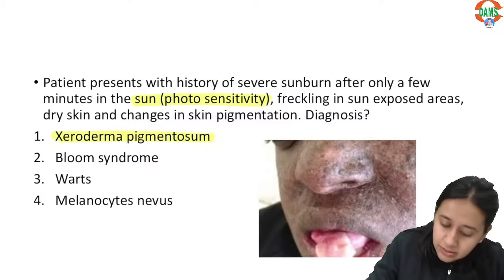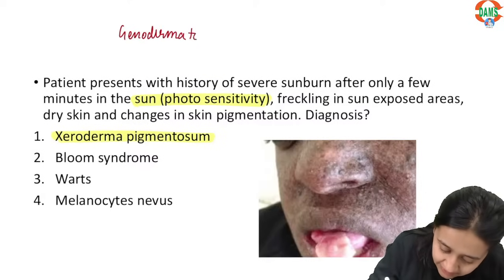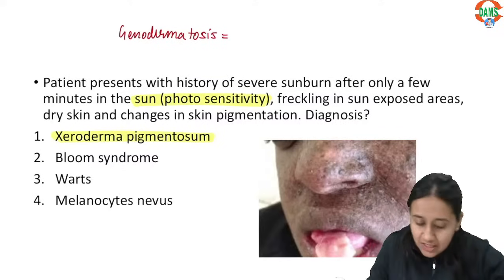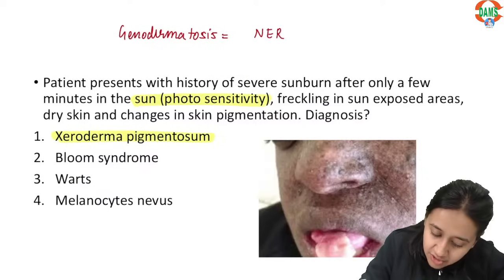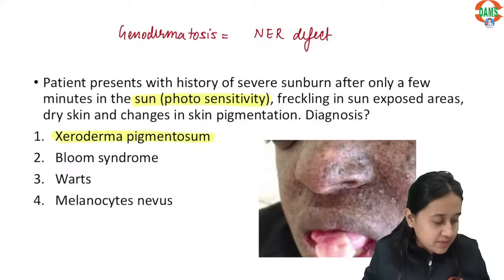This is a genodermatosis where you have a gene defect. And can you tell me what is that defect which you see here? Anyone, what is that defect which you see here? You have a nucleotide excision repair defect. Now I'll just take 1 minute to explain this, and then we will wind up this session.